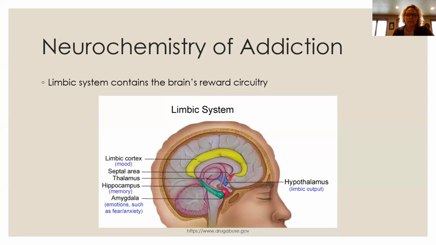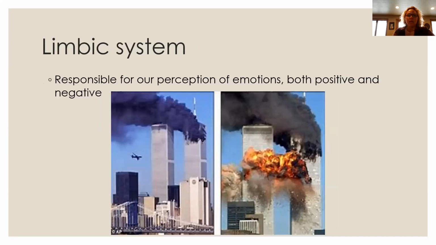So the neurochemistry of addiction, when we talk about addiction and brain circuitry, and we talk about addiction being a disease of the brain, it is actually the limbic system that we're primarily talking about. So our limbic system is responsible for our perception of emotions, both positive and negative.